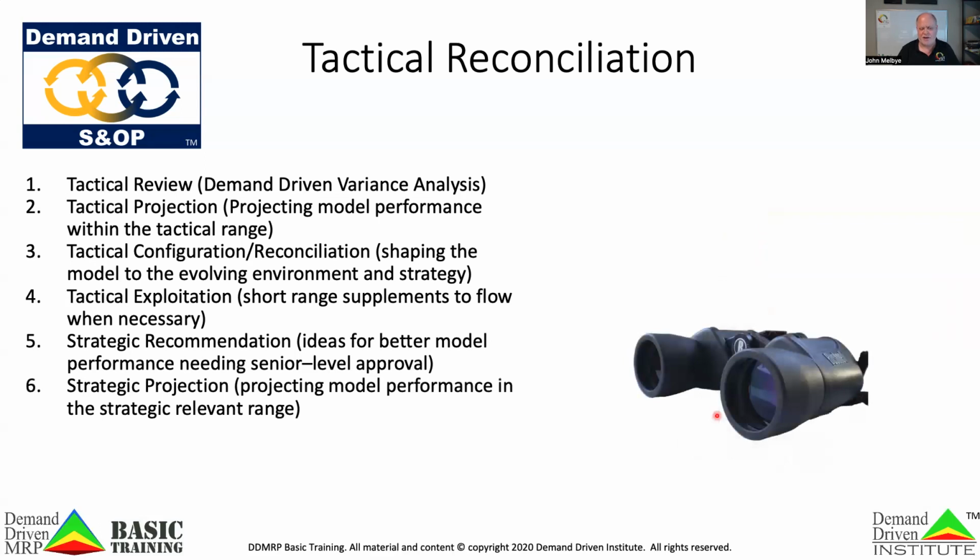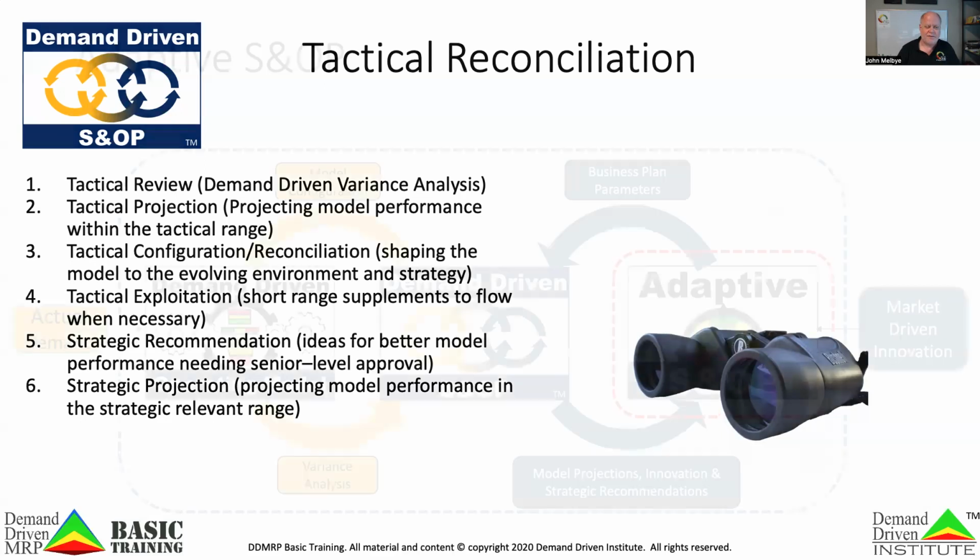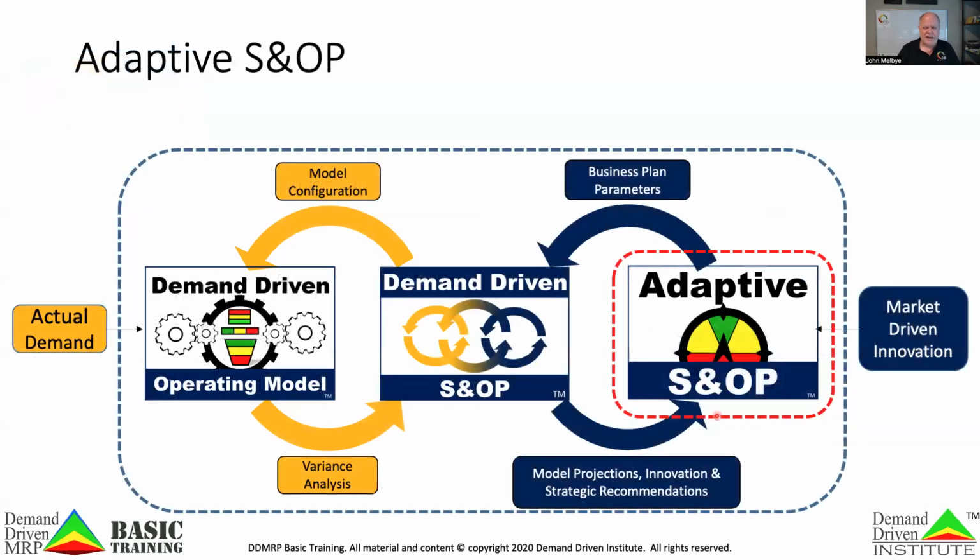And then we look at projection. Say, if in fact you predict that we're going to increase sales by 50%, we can now decide what's going to need to happen in order to manage that kind of an expected change. So adaptive S&OP, this is the same chart we saw a little bit ago. We've got our adaptive S&OP that feeds into the demand-driven S&OP, and then feeding back our model projections, any innovations we can see, and any strategic recommendations we can make.